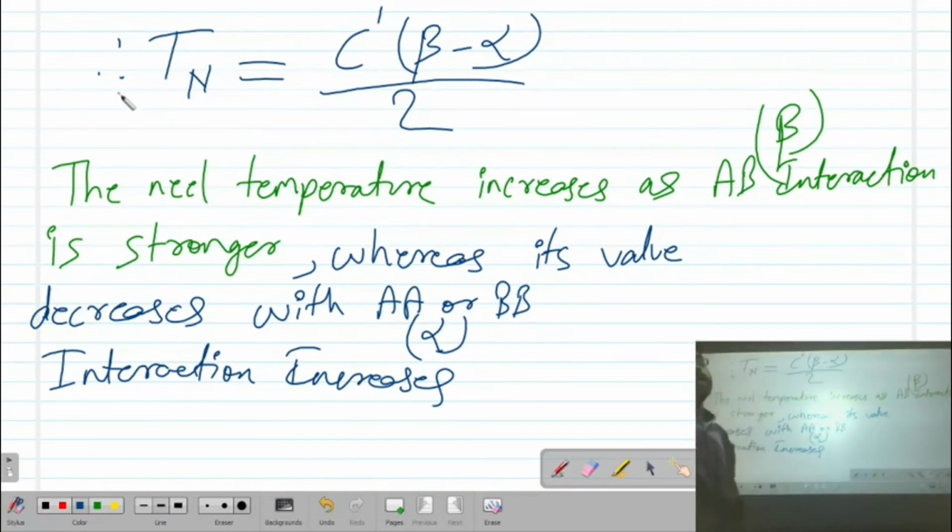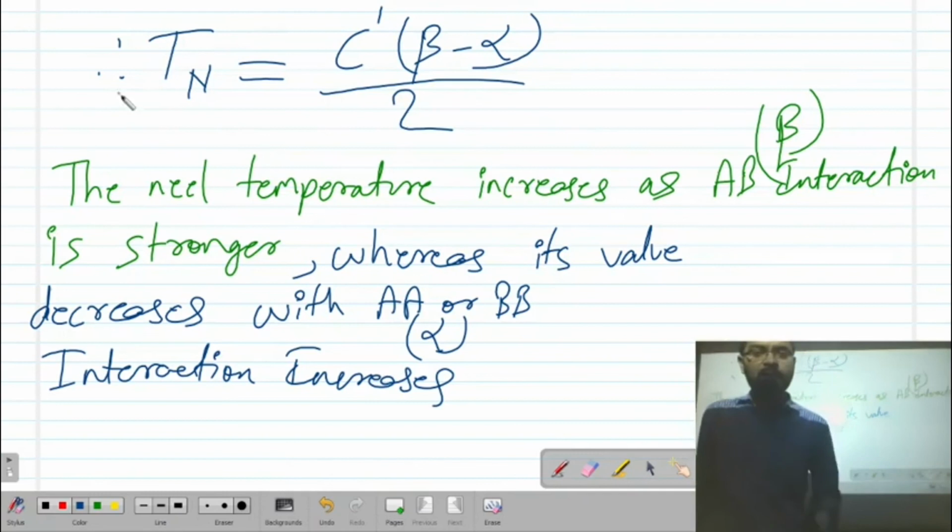This Tn value will decide up to which temperature the material will behave as an antiferromagnetic material. It will have antiferromagnetic properties, right? So this was all about antiferromagnetic material and its derivation with respect to the change in temperature, right? Okay.